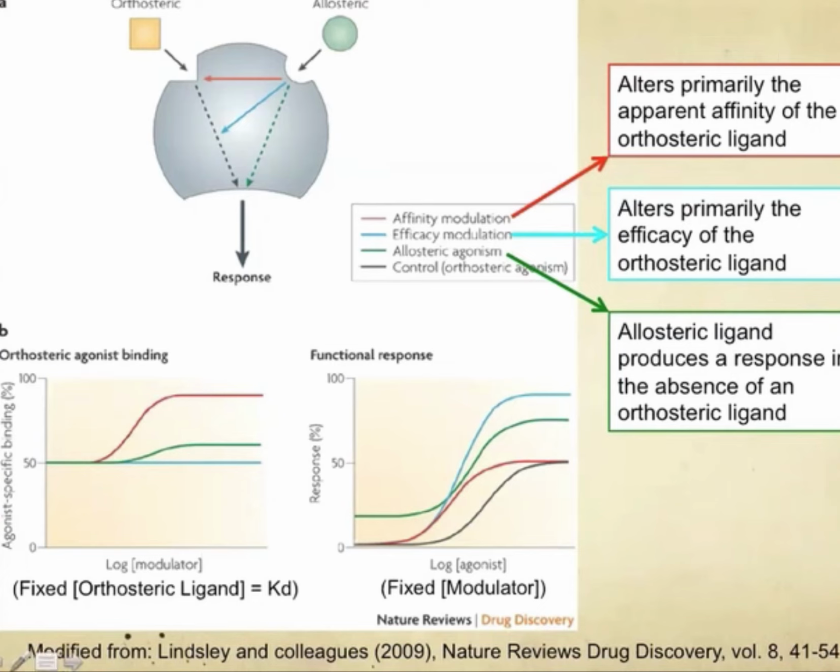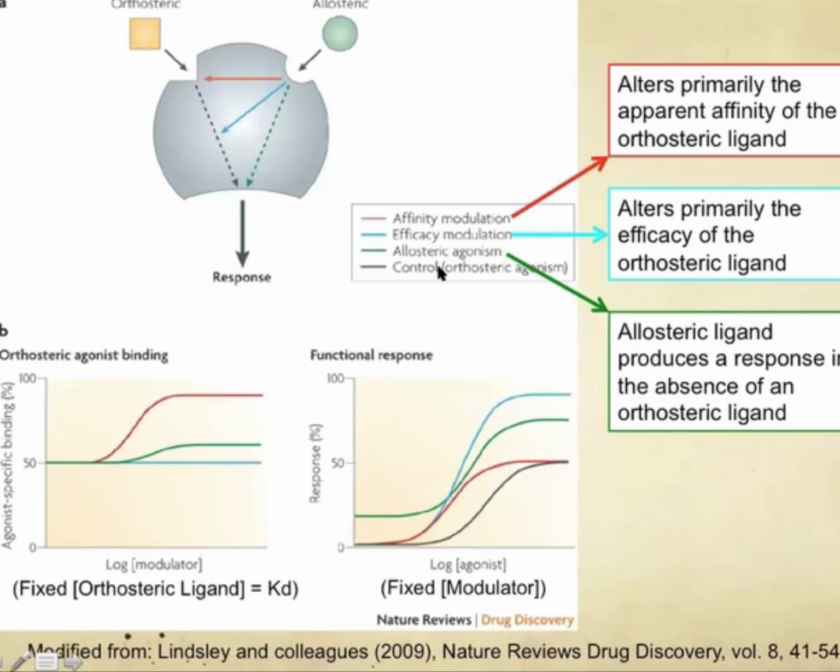For example, they can modulate the affinity. In this case, you see that the orthosteric ligand binds over here, and the allosteric ligand binds over here. In the case of affinity modulation, when the orthosteric ligand binds and the allosteric ligand binds, it can actually change the affinity. Here's a binding assay down here, and with affinity modulation, what you see is a shift in the concentration binding curve.